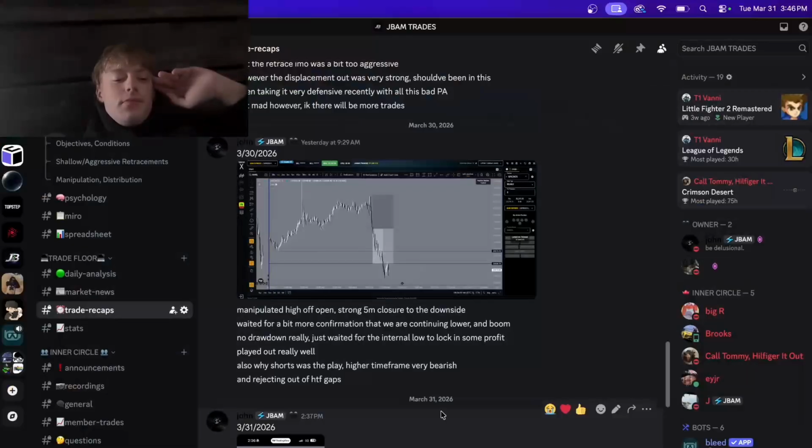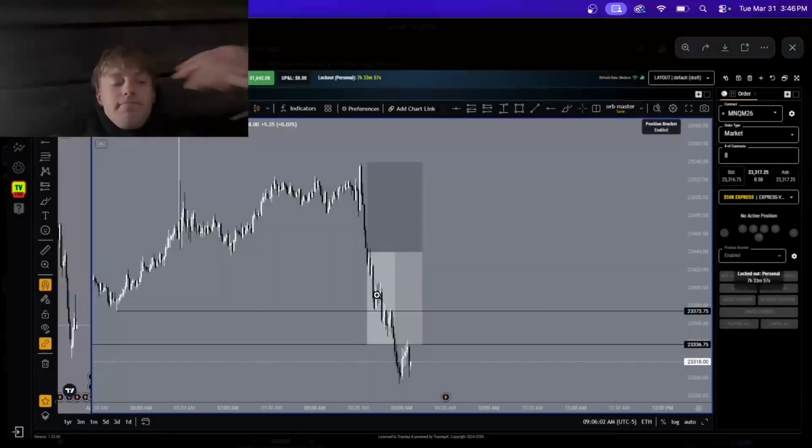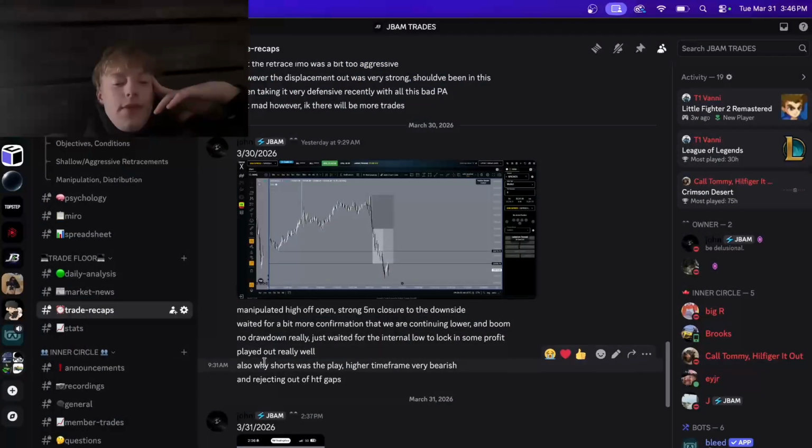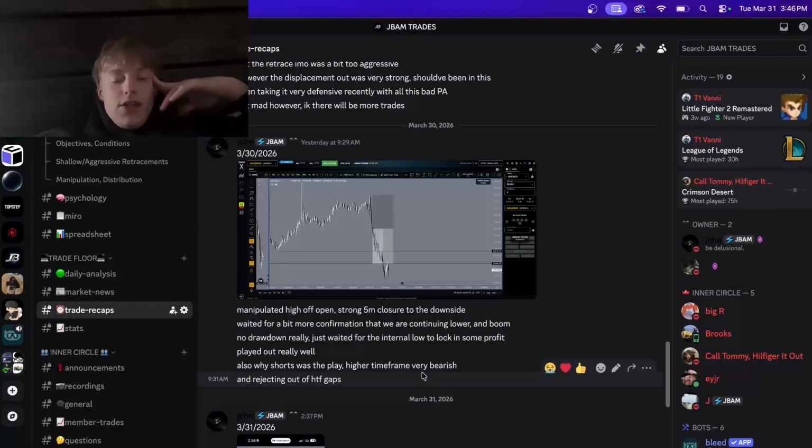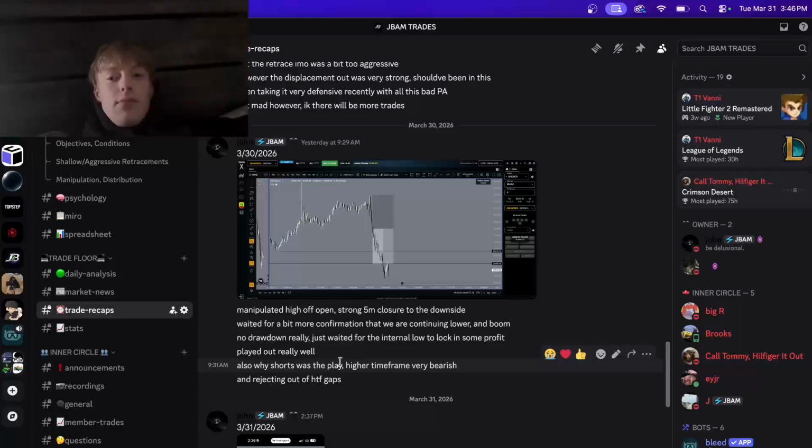So then again, break even at the internal low. Basically just said shorts was the play today. Higher time frame was obviously still bearish, even though we were making that leg up. And we're also rejecting out of multiple higher time frame gaps.